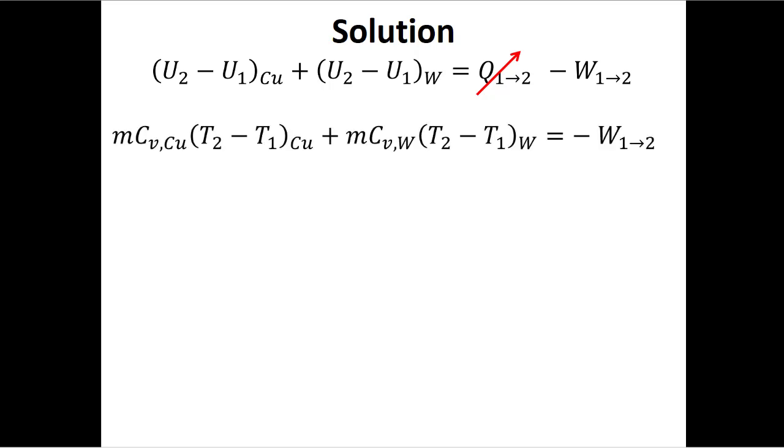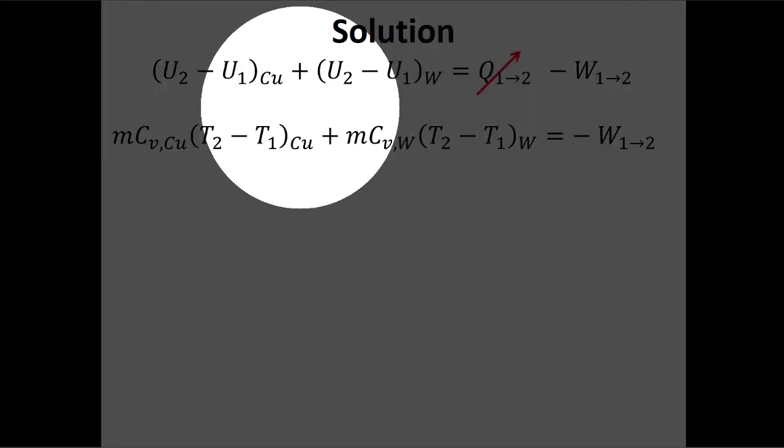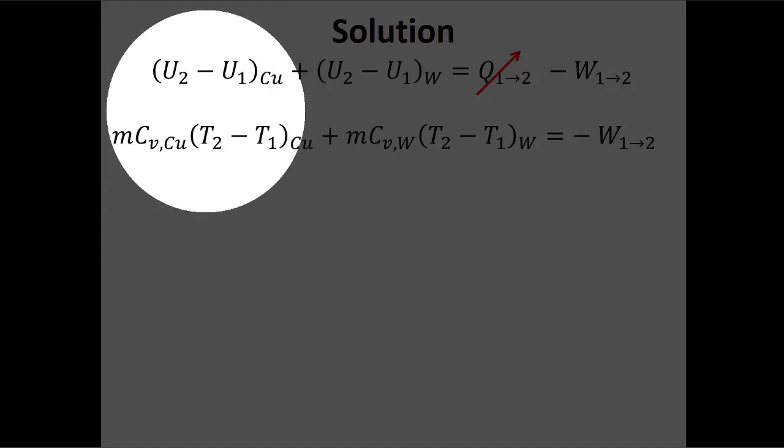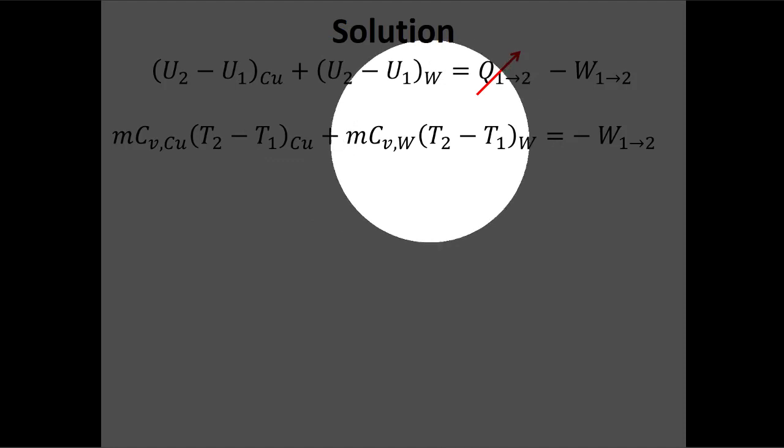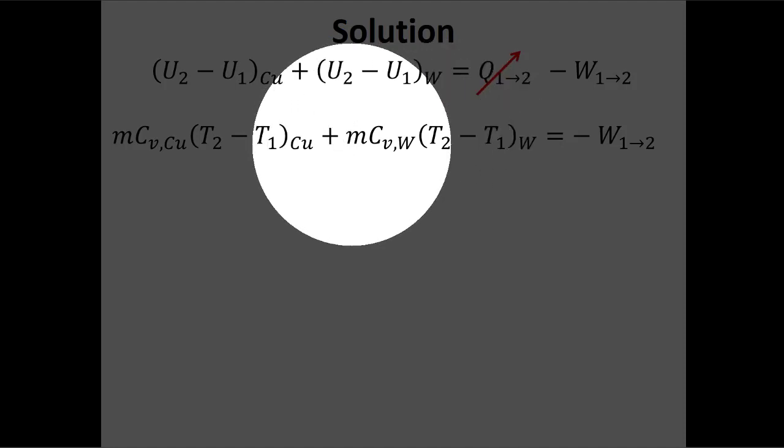So now I apply my approximation that I can use CV times delta T to find delta U for both of these systems. But CV times delta T gives me the change in the specific internal energy, so I want to multiply by the mass. I didn't keep the subscript here, but in the term where we're talking about the copper, this is the mass of the copper, and in the term where we're talking about the water, this is the mass of the water.